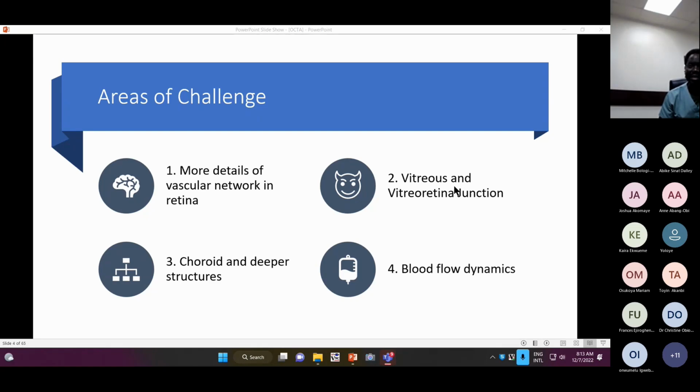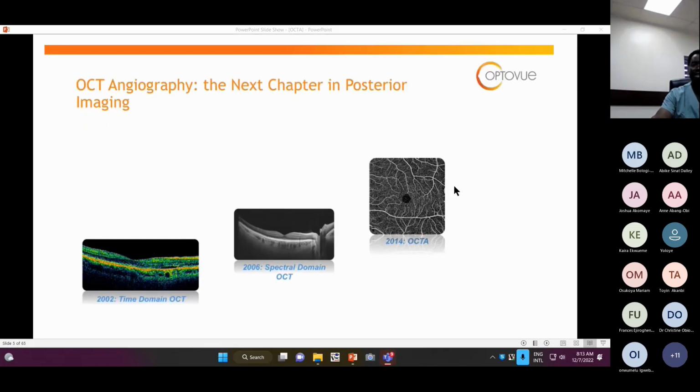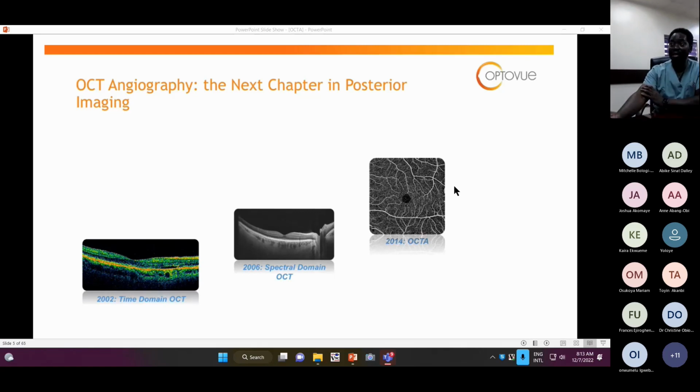So, the present challenges. In OCT, we've seen a lot of structure. Now we are trying to look for function. We are trying to look at more of the details of the retinal vascular network and of the vitreoretinal junction. As good as the OCT is, the imaging of the vitreous is not as much as many people would want, and also the imaging of the choroid and deeper structures. We need to improve a lot of that. And of course, we need to look at blood flow dynamics. It's because of these challenges that OCTA has come to be. OCTA has come to answer some of those questions.